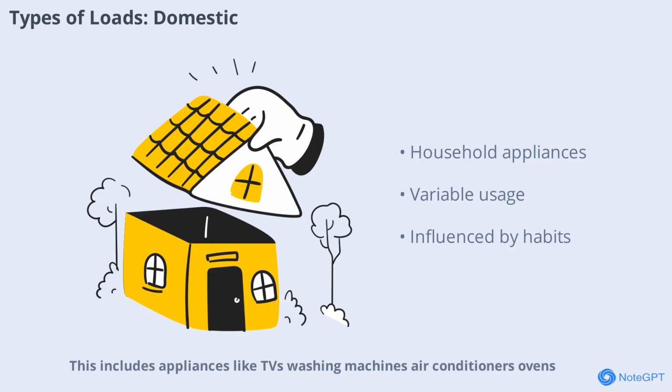Domestic load refers to household electricity consumption. This includes appliances like TVs, washing machines, air conditioners, ovens, and refrigerators. Domestic loads are typically variable depending on the time of day and the habits of the residents. Understanding domestic load patterns helps utilities manage supply and demand more effectively.